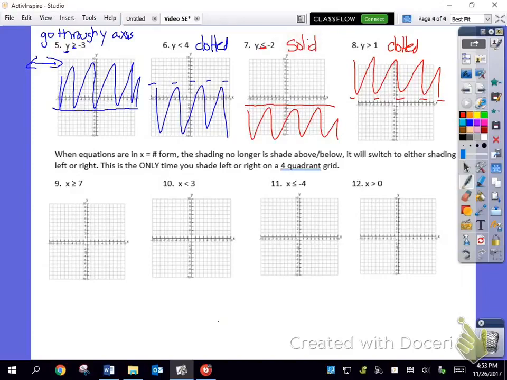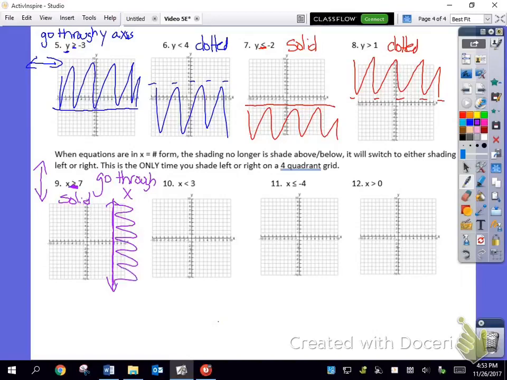Now, on the x, y is horizontal. X is going to be vertical because it's going to go through the x. Okay, it's going to go through the x. So x is greater than or equal to 7. So here, greater than or equal to, so it's going to be a solid line. So here's my 7. I go up and down. X is greater than, so you shade to the right.